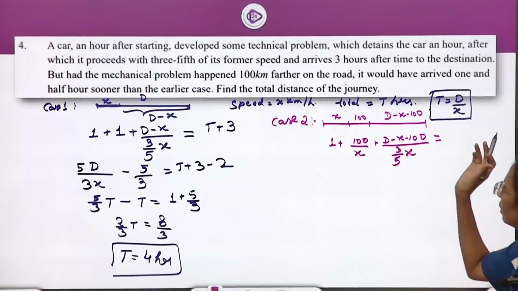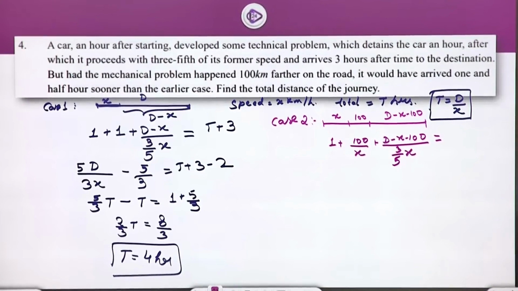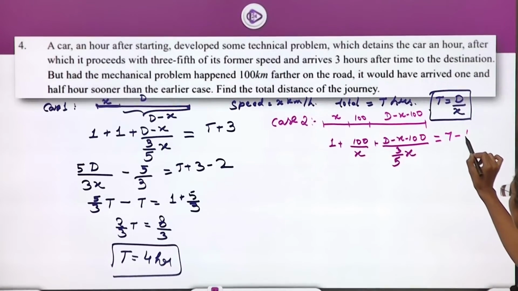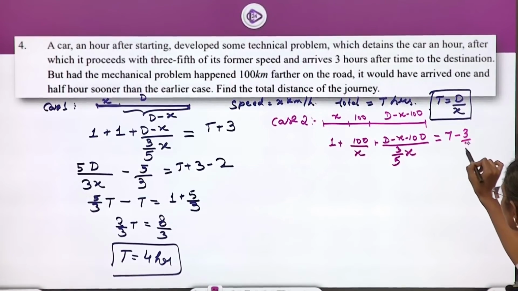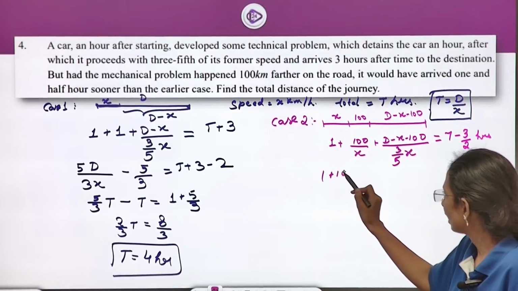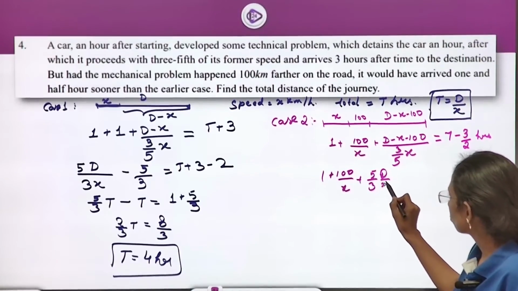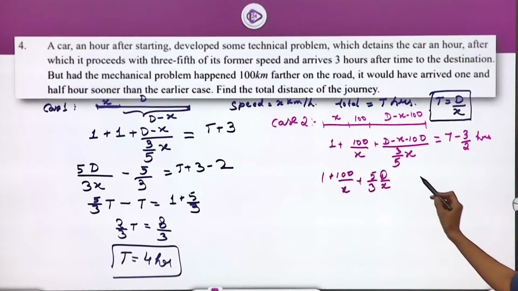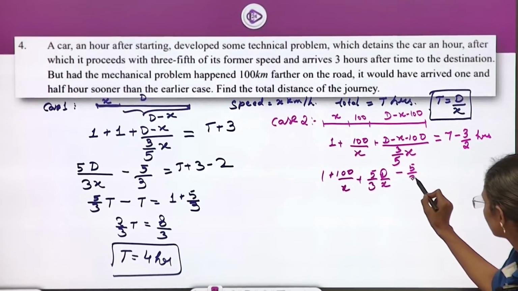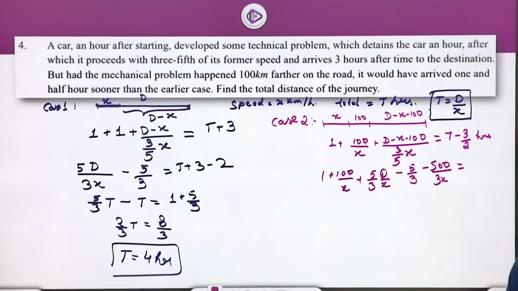Now it would have taken 1.5 hours earlier. That means 4 plus 3, total they are taking 7 hours. So 7 minus 1.5, that is 11 by 2 hours. Now again, 1 plus 100 by x plus 5 by 3 times d by x, which is equal to t, and we replace this t by 4, minus 5 by 3 minus 500 by 3x, and this is equal to 11 by 2 hours.